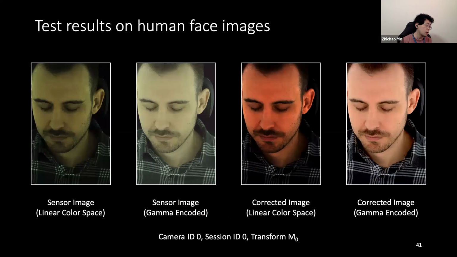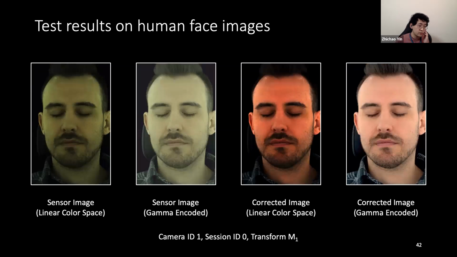Here are some results for the human face images. From left to right: the sensor image in the linear color space, the sensor image after gamma encoding but without color correction, the corrected image but without gamma encoding, and finally the corrected image after gamma encoding. Simply comparing the second column and the first column, we can see the importance of doing color correction. It can give you more natural color values.